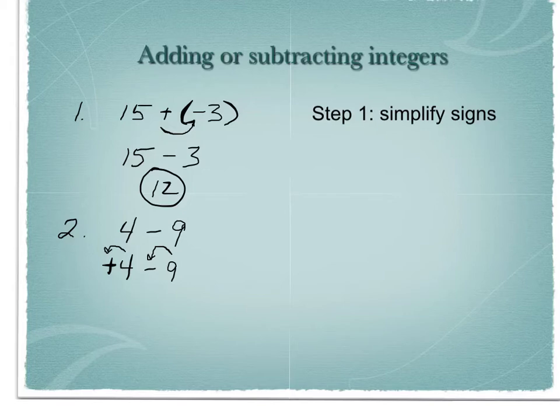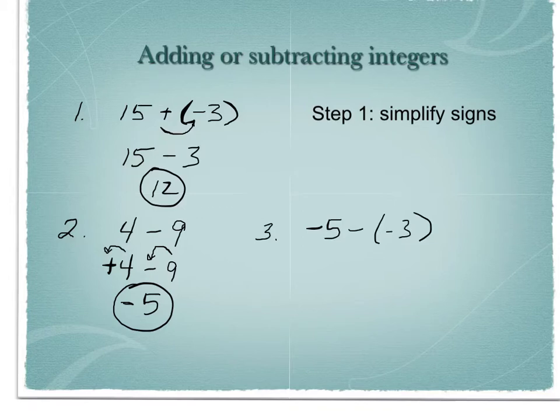So in this case, we have different signs, so we're going to subtract. 9 minus 4 is 5. And our bigger integer is 9. So that sign in front of 9 is negative, so our answer is also going to take on a negative sign, meaning negative 5. You can also think of this as having $4 and owing 9. Pay your debt and you still owe 5.